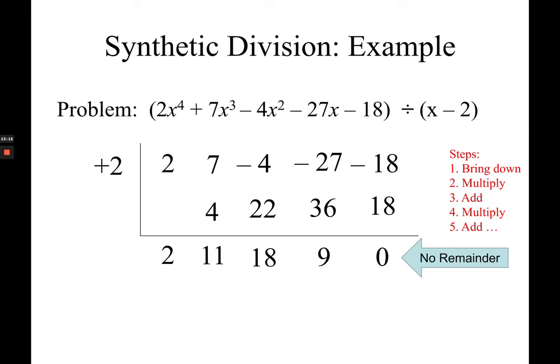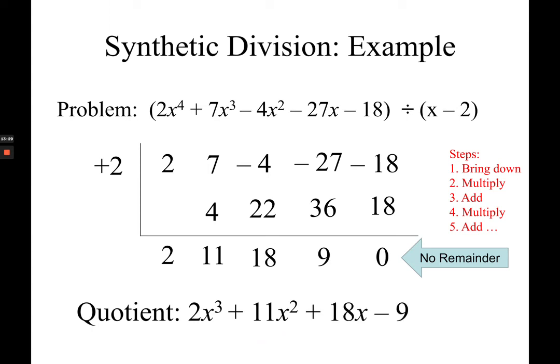Remember the guide a while ago? Since our dividend starts with x to the fourth, our answer starts with x cubed. So you have 2x cubed followed by 11x squared plus 18x plus 9. If there is a remainder, you should have a plus remainder over the divisor x minus 2. Since there's no remainder, that is your quotient. Let's try an example with a remainder.